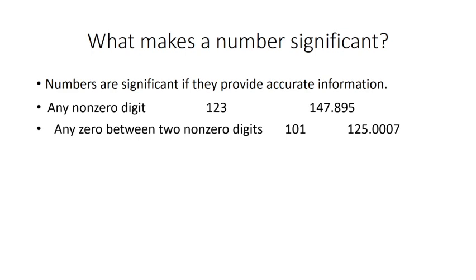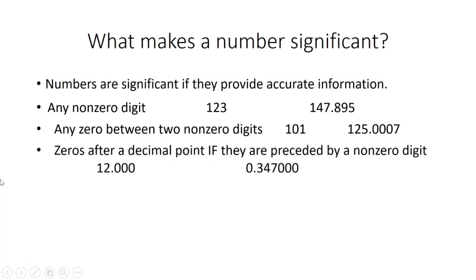Okay, so the first one: any zero between two non-zero digits. 101. All of these digits are significant, which means this has 3 significant digits. This one, these zeros are all between two non-zero digits, so this number has 7 significant digits: 1, 2, 3, 4, 5, 6, 7. All of those are significant.